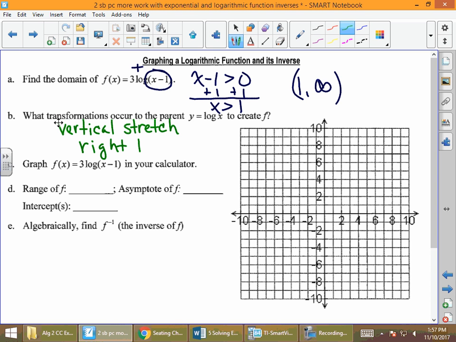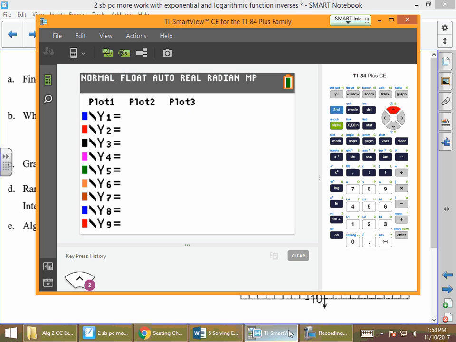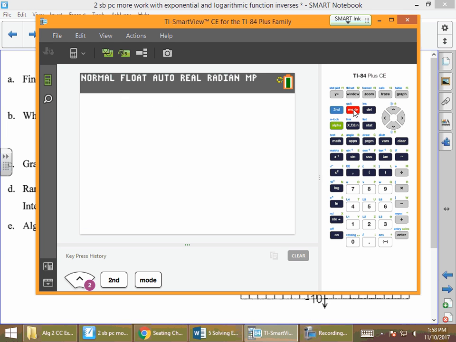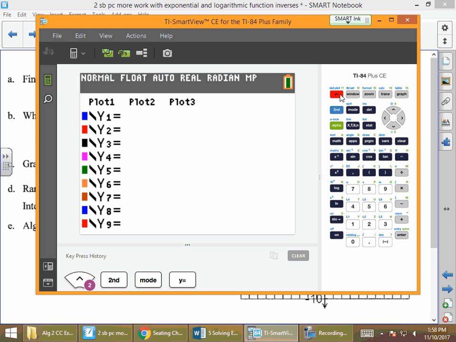And part C here says to graph it in the calculator. Now, it doesn't matter what calculator you have. The log button on your calculator is the basic log button on your calculator. Whoops. It is over here to the left. That's the log button that we're going to use, to the left, beside the button number 7, for those people watching on the video. But if we want to type this in, we're going to go to y equals, we're going to type in 3 log of x minus 1.